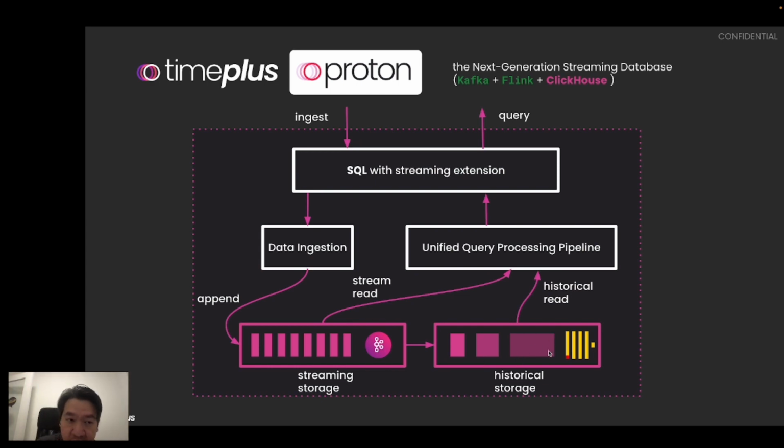So you can run historical analysis, because ClickHouse is based on column storage. It can analyze large amounts of data very quickly. And then we have a unified query processing engine based on streaming SQL, right? This does incremental SQL processing. So once new data comes into the stream storage, we can immediately process this data in a streaming way and send the result to the user.